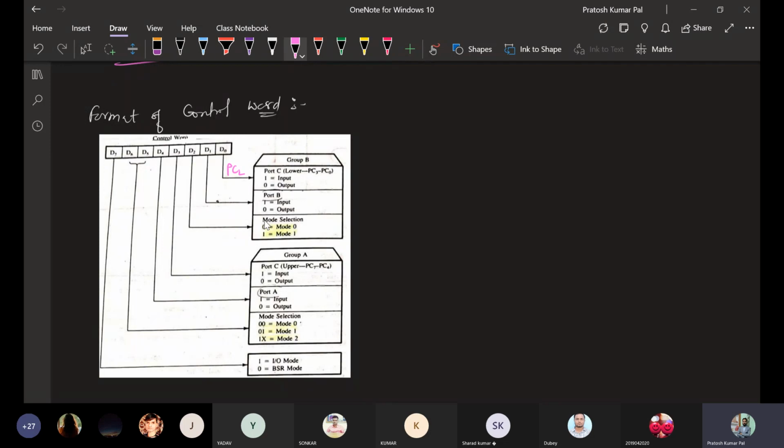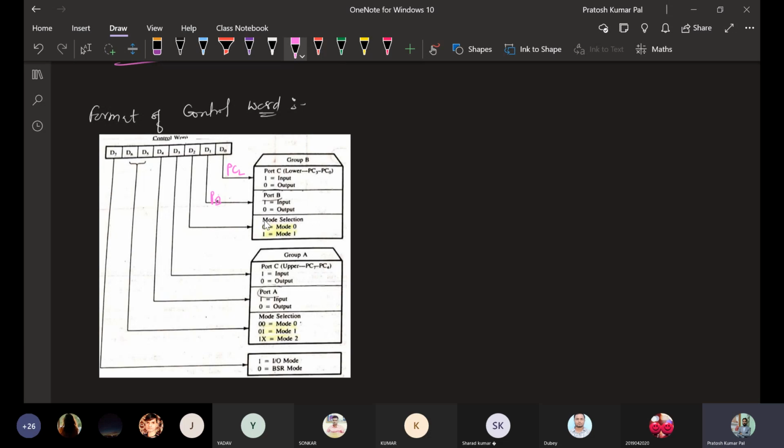Similarly, the D1 bit decides for port B, whether port B works in input mode or output mode. Similarly, what particular mode it is operating, mode 0 or mode 1, is decided by the D2 bit. First of all, D7 decides whether it is working in input output mode or BSR mode. If it is working in input output mode, then what particular mode is it operating?